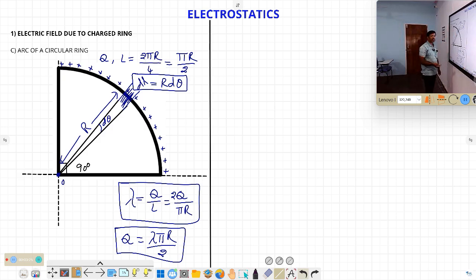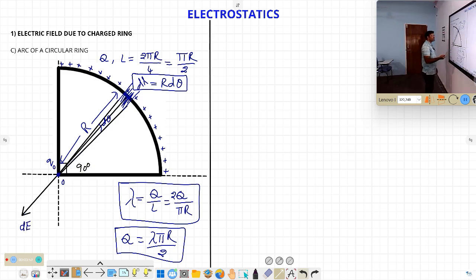Now what is the direction of the electric field due to that elementary portion? As we already discussed previously, you have to imagine a test charge at this point so that you can identify the direction of the electric field. This positive will repel the positive test charge, in this direction. So this is the direction of the electric field due to that elementary portion, which I am writing as dE.